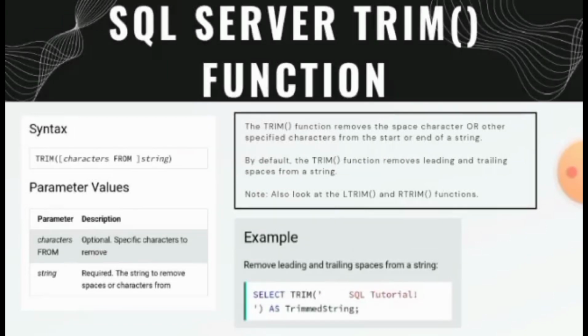SQL Server TRIM function. The trim function removes the space character or other specified characters from the start or end of a string. By default, the trim function removes leading and trailing spaces from a string. Note: also look at the LTRIM and RTRIM functions.